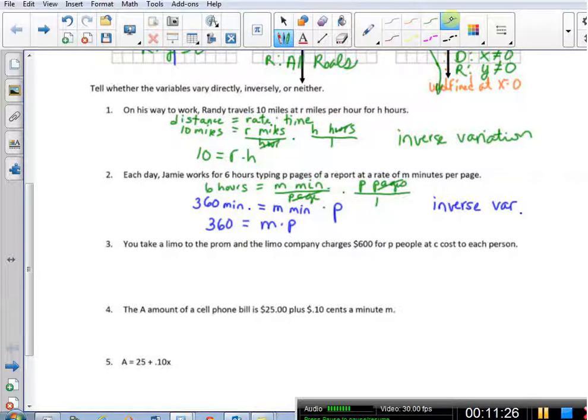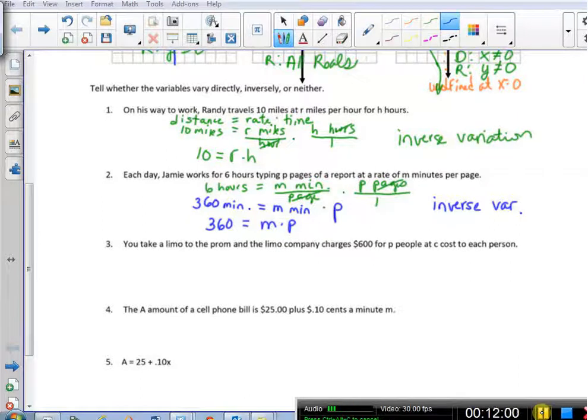So I am working for 6 hours. That's my constant. That's not changing. But if I go faster, if I get a rate of m minutes per page, then I'm going to get P pages.